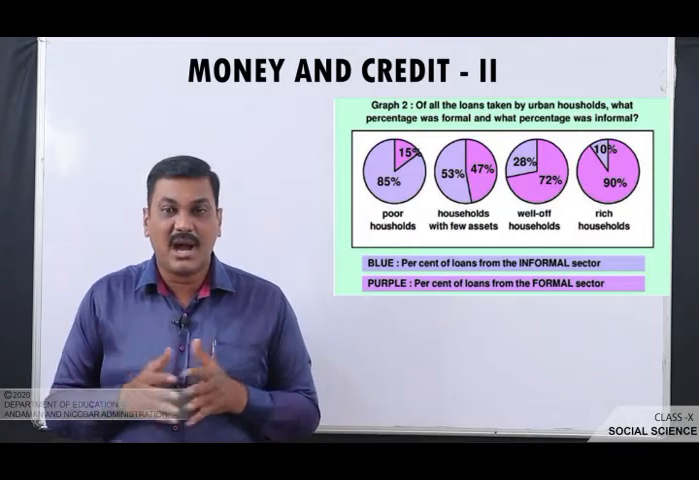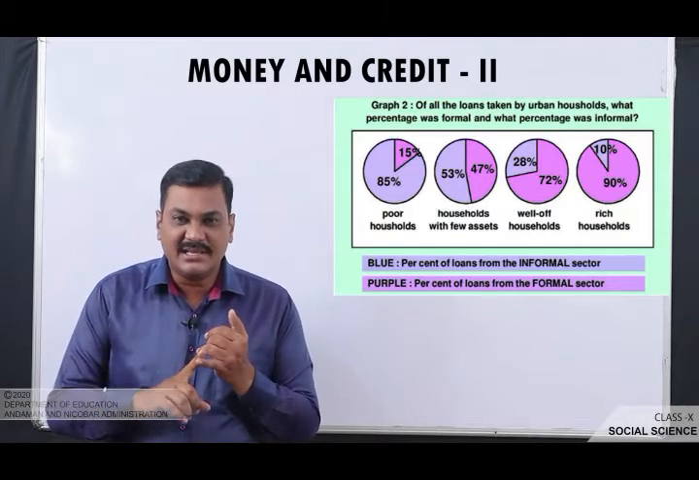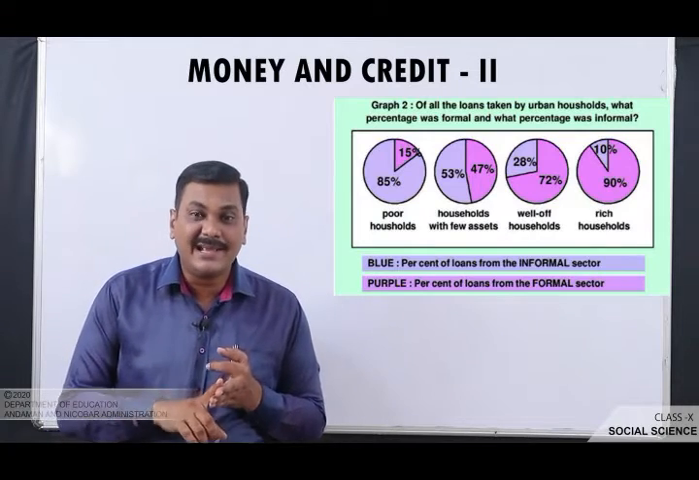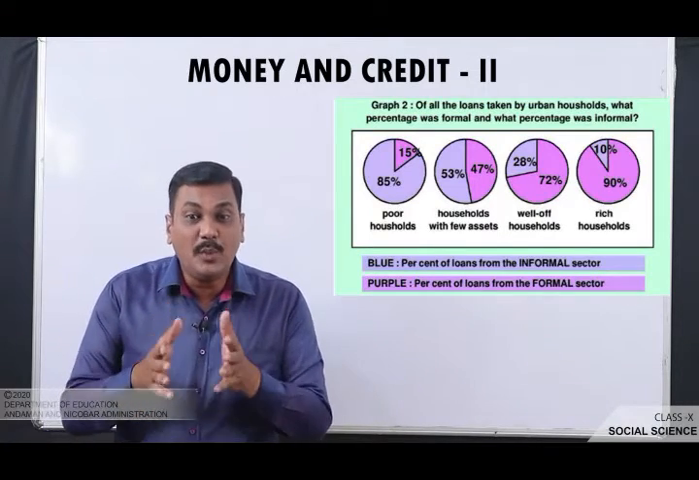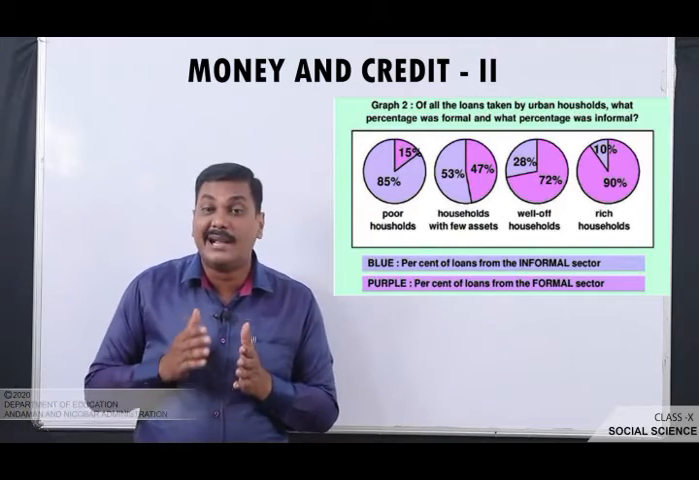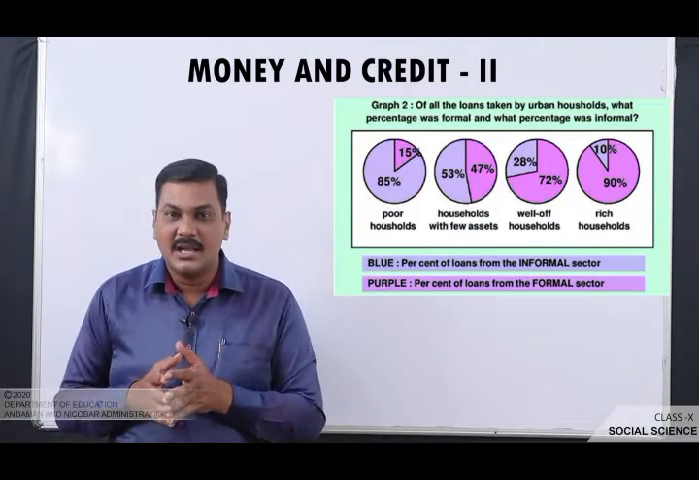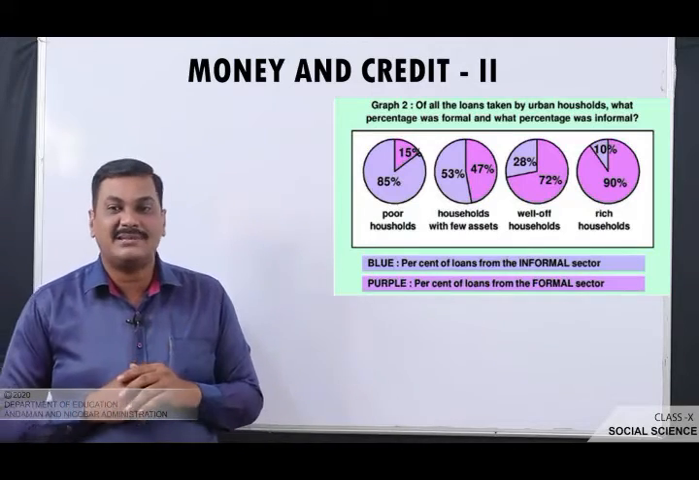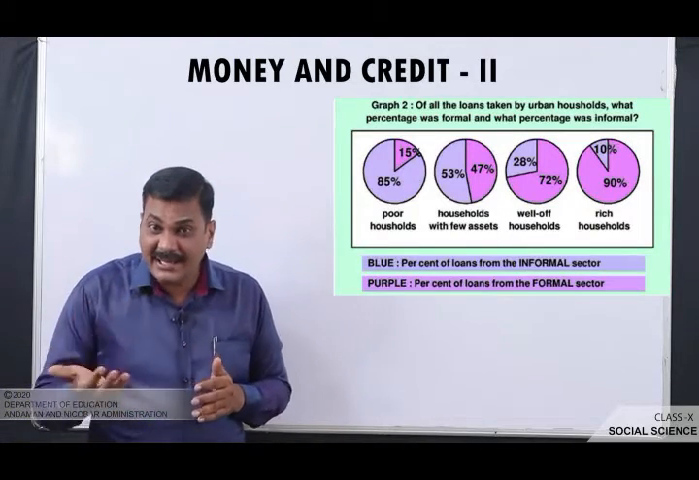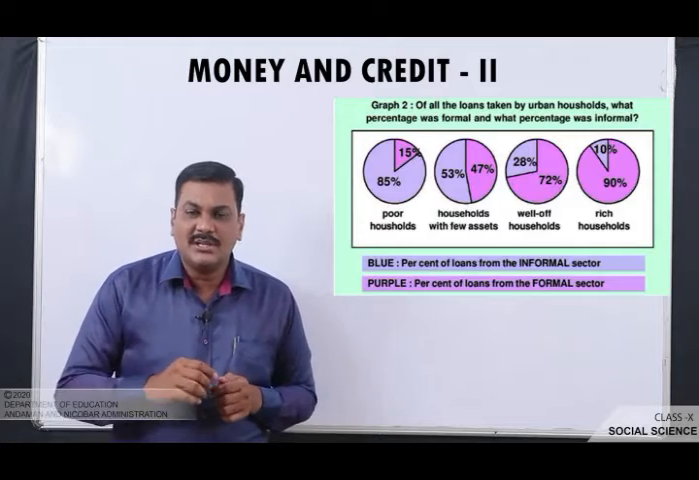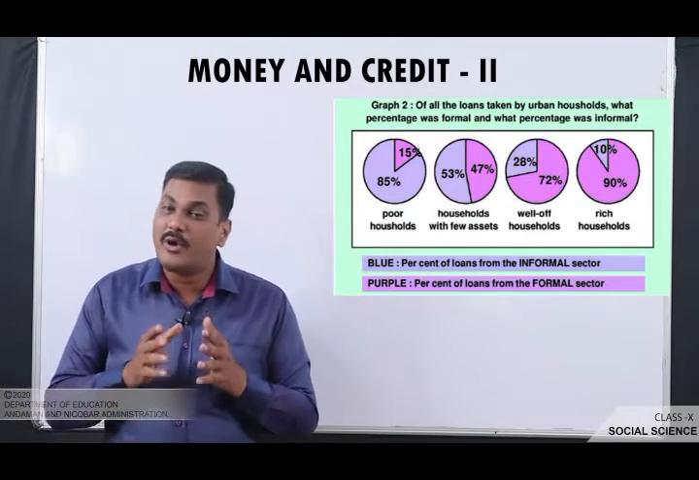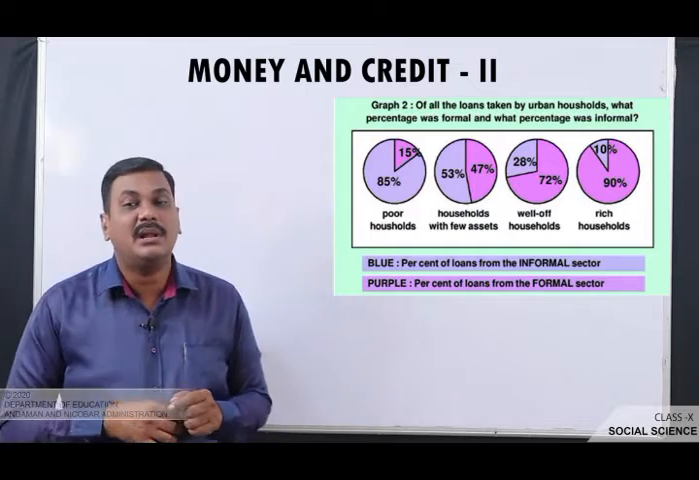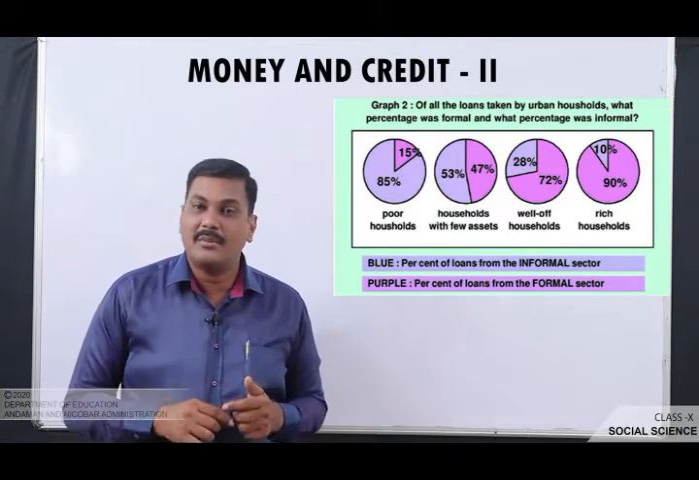And well-off households, industrialists and other business persons and government employees, 72% of these people get loans from the commercial banks and 28% from the informal sector. You take the last one, rich households, they take 90% from the formal sector, from commercial banks. Only 10% of the people get loans from informal sectors.